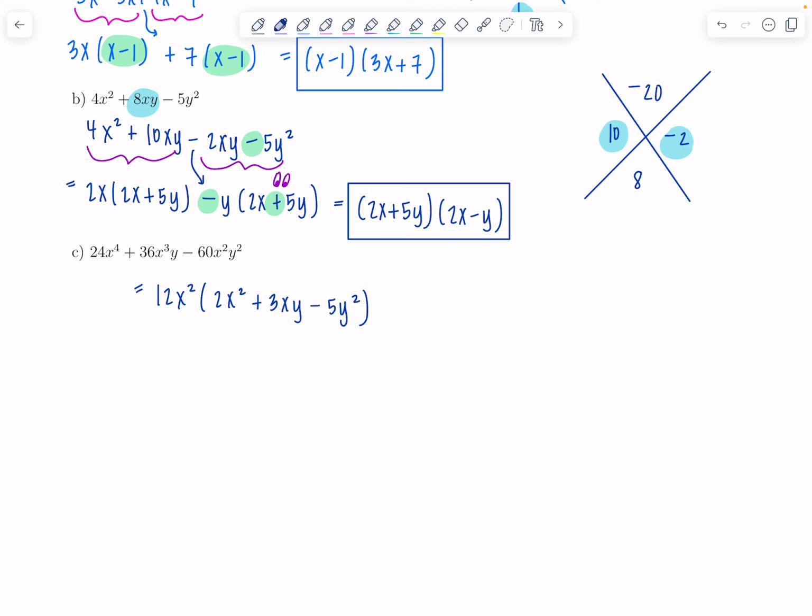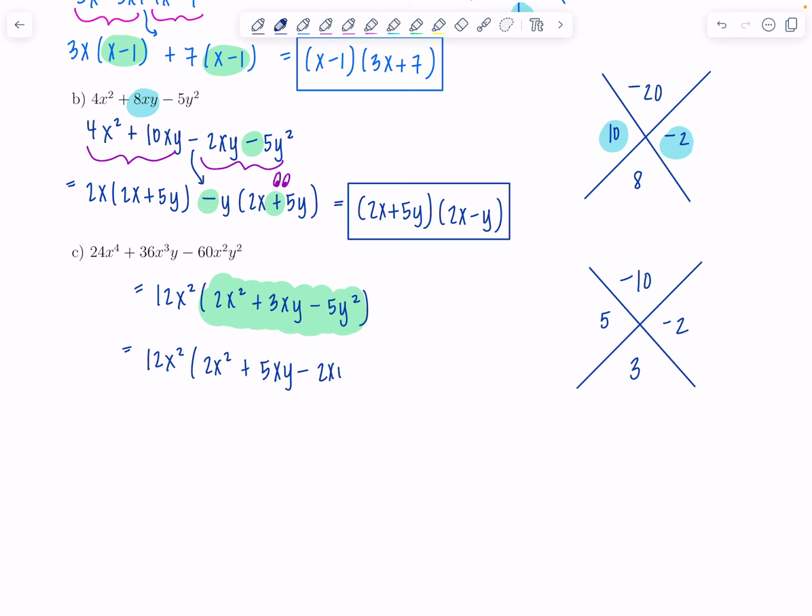Already, you should be feeling a lot better. So I'm just going to focus now on this trinomial and see how we're going to factor it. So a times c, 2 times negative 5, that's negative 10. And then b is 3. So can you think of two numbers that multiply to negative 10 and add to 3? Good, it's 5 and negative 2, right? So you just leave this 12x squared outside. Just hanging on for dear life. And then we've got 2x squared plus 5xy minus 2xy minus 5y squared.